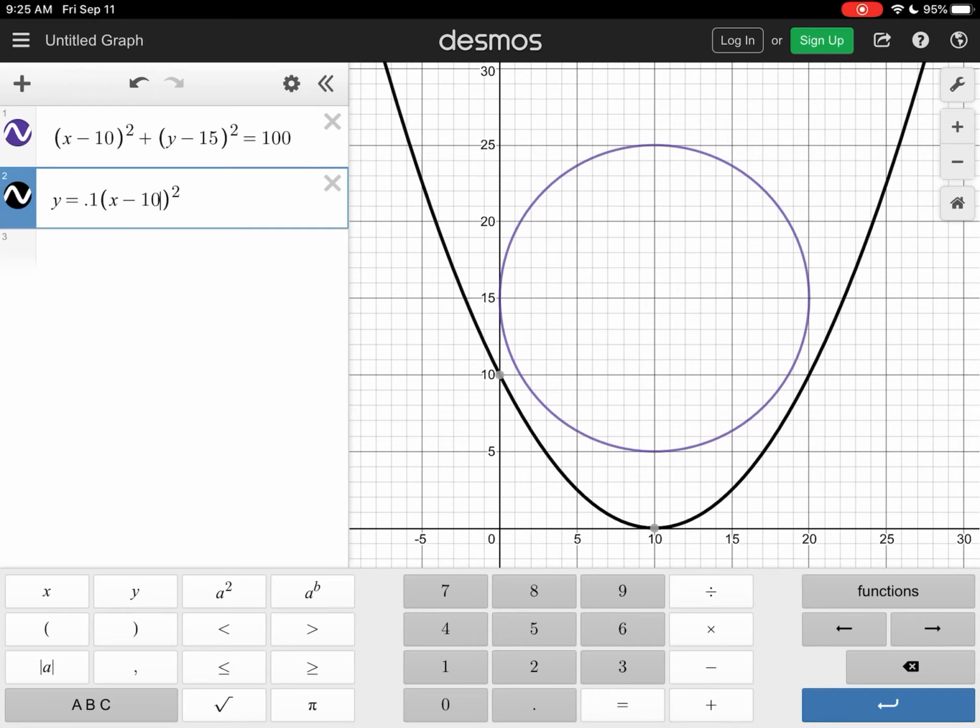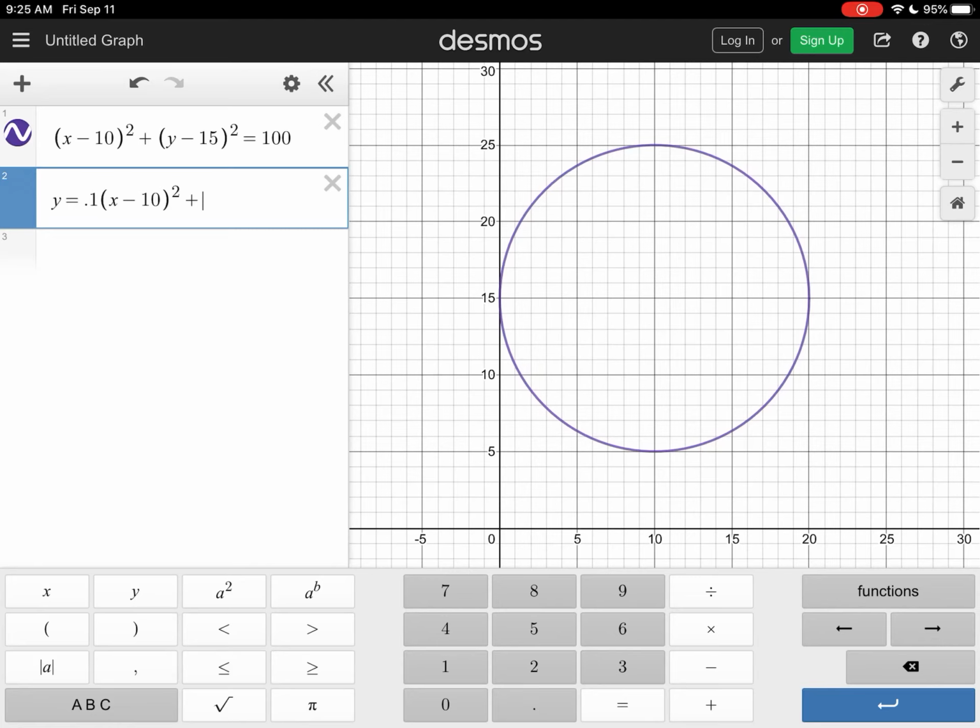I'd also like to move this up a little bit. To move it up and down, I have to add or subtract a number at the end of the function. So moving it up, I'm going to add 10, and that's a little bit too high, so I'm going to subtract that 10 and maybe do 8, and I think that looks pretty good. That is a good spot for my smile.